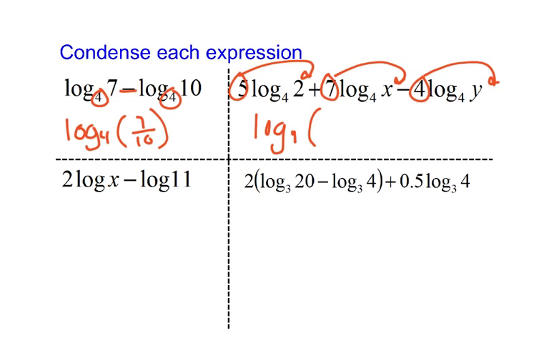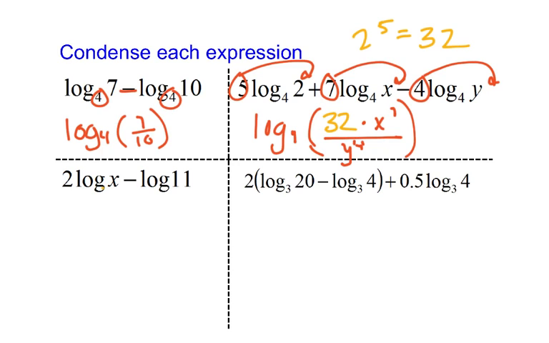of 2 to the 5th times x to the 7th over y to the 4th. Alright, and then of course you can rewrite 2 to the 5th as 32. So we will erase that. There we go.